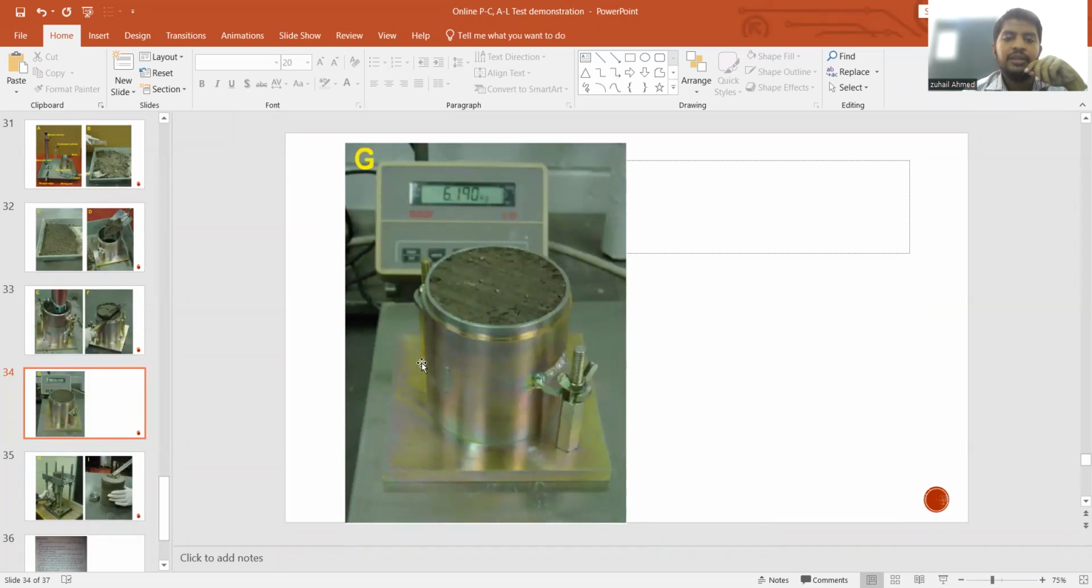Then you can weigh this one. Before that, you weigh the empty mold. Before starting the work, you want to weigh the empty mold.